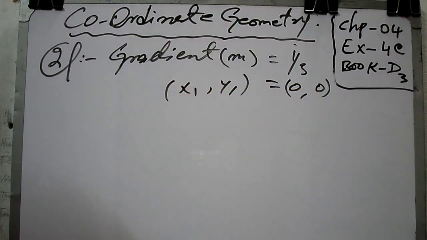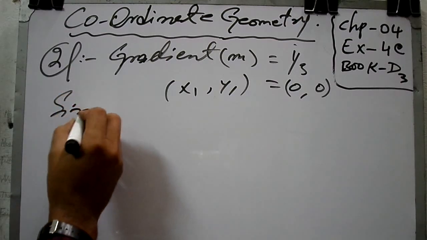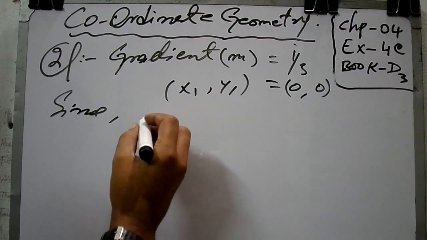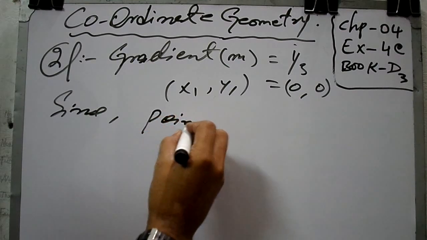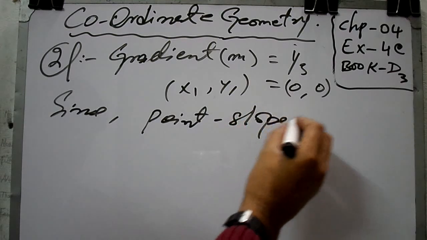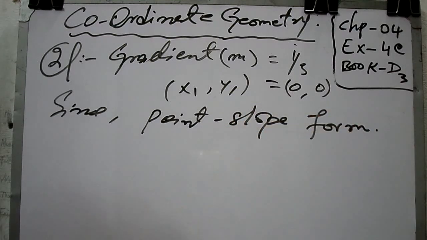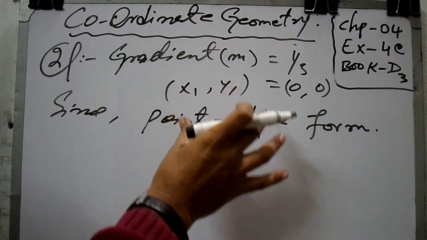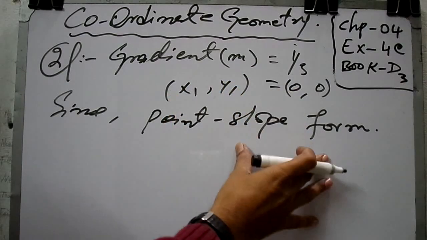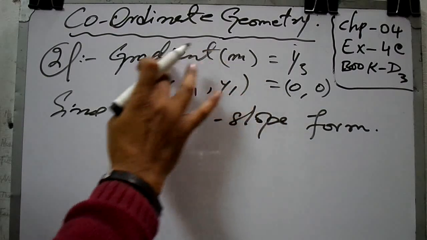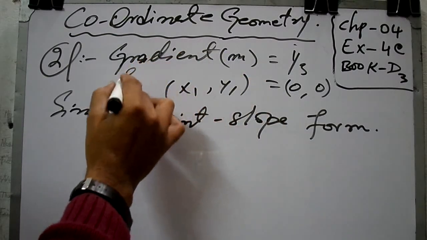Similarly, by using the point slope form. Initially, in the first question we have discussed, we used the 2-point form equation because 2 points are given. Here we say that it is a point slope form because one slope is given, which is known as gradient. Gradient and slope have the same meaning.